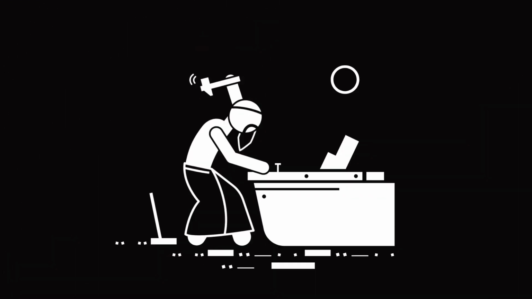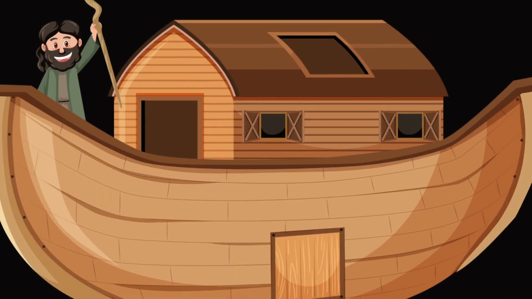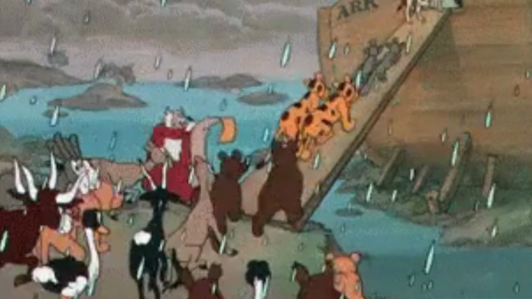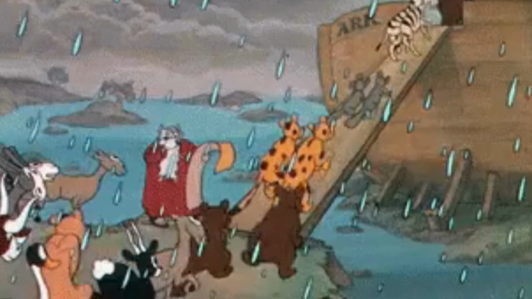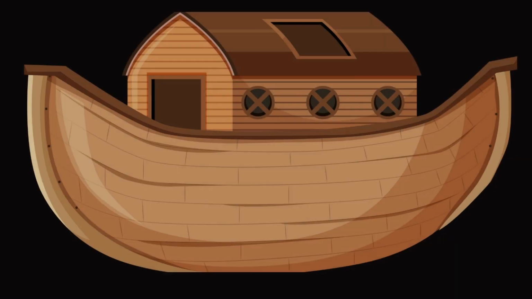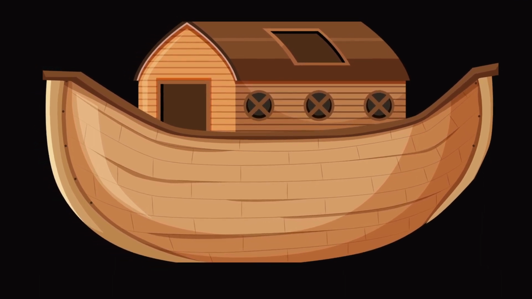Noah got to work and built the ark as God instructed. People laughed at him and ridiculed his work. He continued to work and finished the ark. God instructed Noah to take 2 of every kind of animal to the ark. After the animals were in the ark, God instructed Noah and his family to enter the ark, and he closed the door.